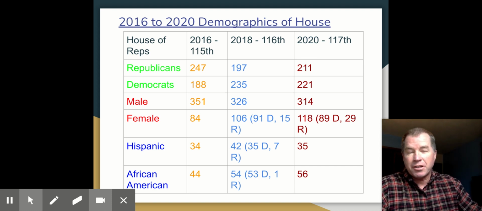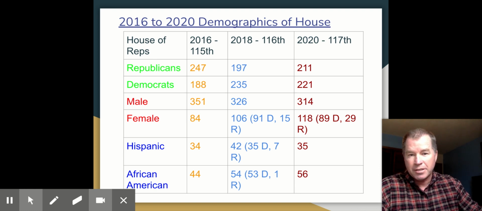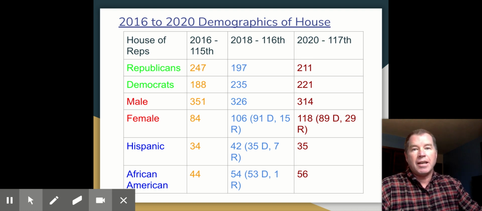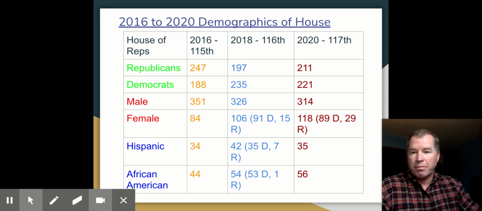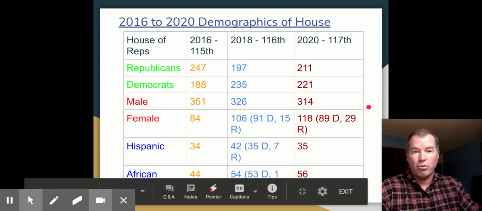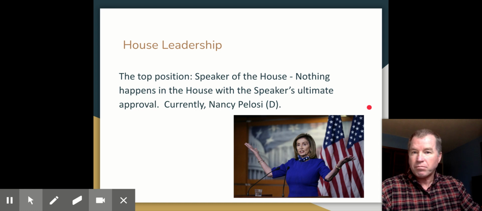African Americans are actually about right on target. About 13% of the House is African American, and that's about the percentage of our national population, 13%. So African Americans are actually pretty equally represented in the House as they are a proportion of the population. Hispanics and Asians, however, are not. I don't have Asians here, but they're way off as well.